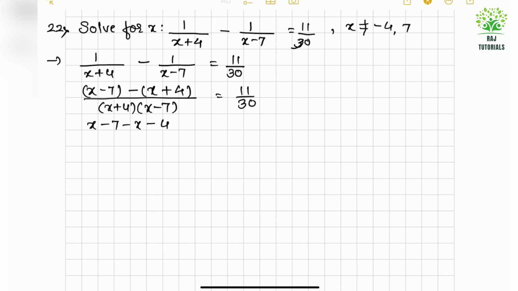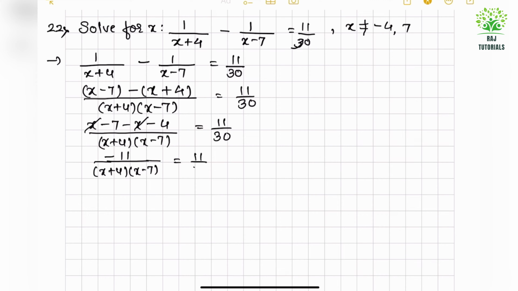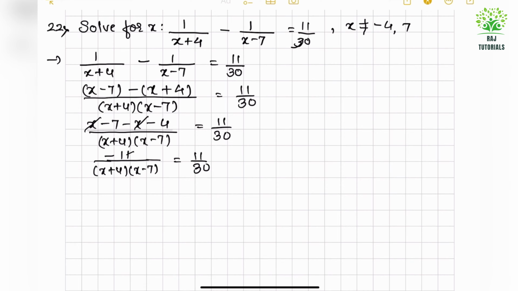So this will be x minus 7 minus x minus 4 upon x plus 4 into x minus 7 equal to 11 by 30. So x is gone, and minus 7 and minus 4 will be minus 11 upon x plus 4 into x minus 7 equal to 11 upon 30. See, on both sides 11 is common. So can I cut this 11?